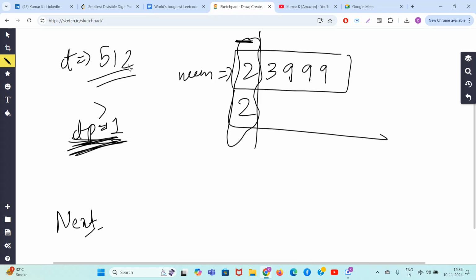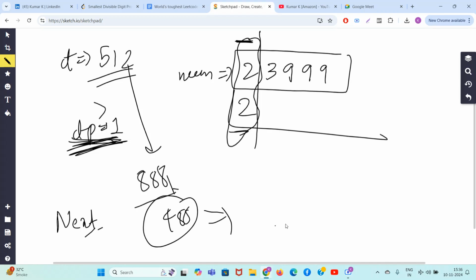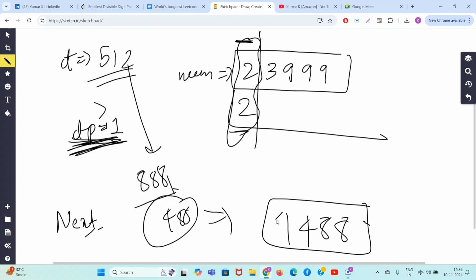Now what to do? What is the remaining? 512 can be represented as 888, right? But 1 2 got used, right? So it is 488. So what is the minimum form of this? 1 4 8 8. Okay, guys, which number can I use here? Can I use a 3 here? Think about that. Can I use a 3 here?